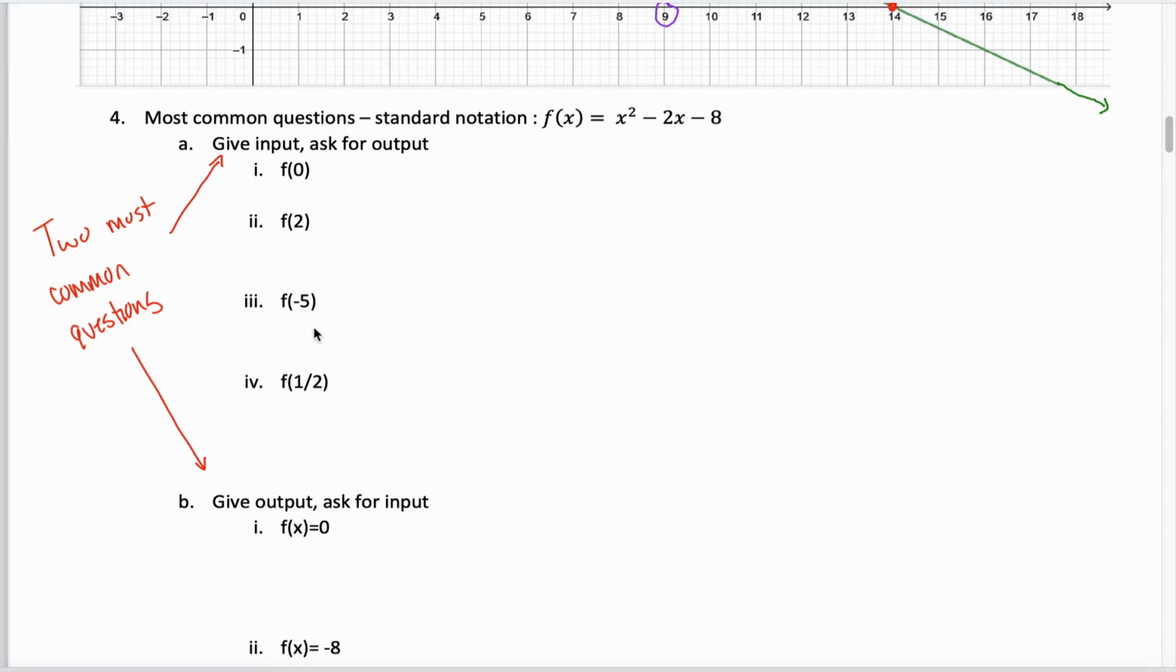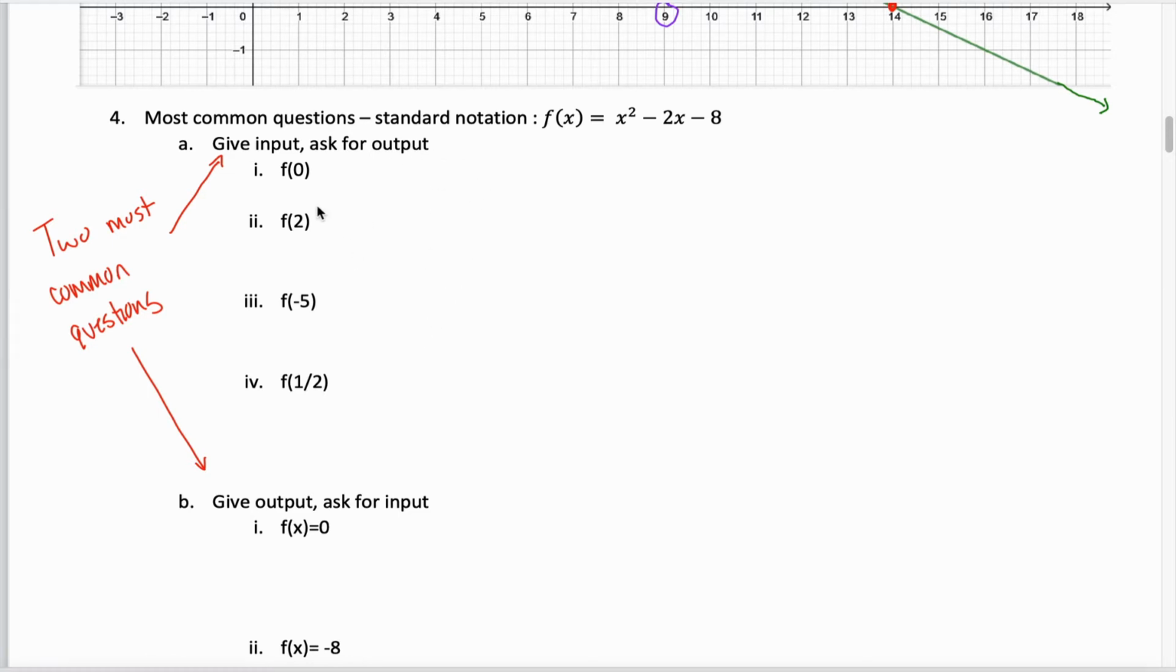One more little wrench I'm going to throw into things is these two most common questions, I'm going to ask them three different ways. I'm going to ask them if the function is presented to you with standard notation. And then it probably won't surprise you, I'm going to ask you these questions if your function is presented with a table. And then I'm going to ask you these questions if your function is presented with a graph.